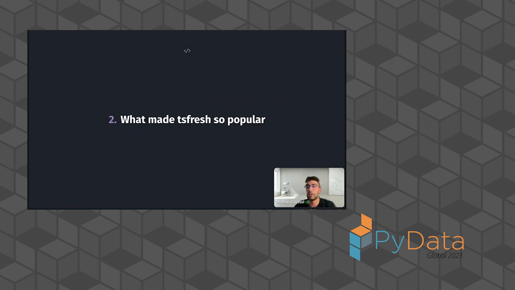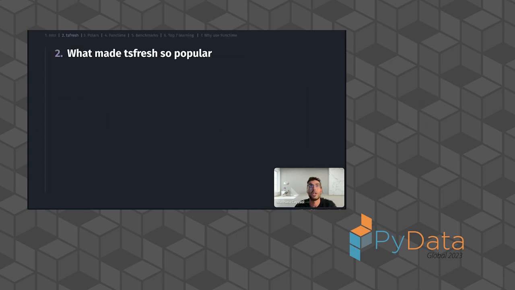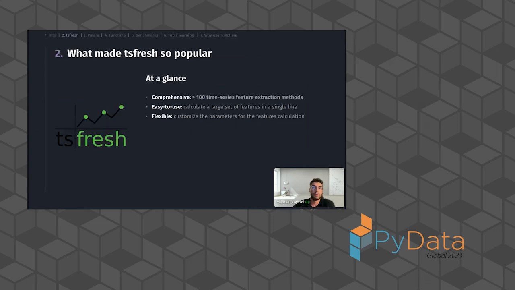So now that we have introduced the subject of time series and feature extraction and which data format we are using, I can talk a little bit more about tsfresh. It's an extremely famous library to do feature extraction because it contains more than 100 time series feature extraction methods. So it's quite large. It's very easy to use.